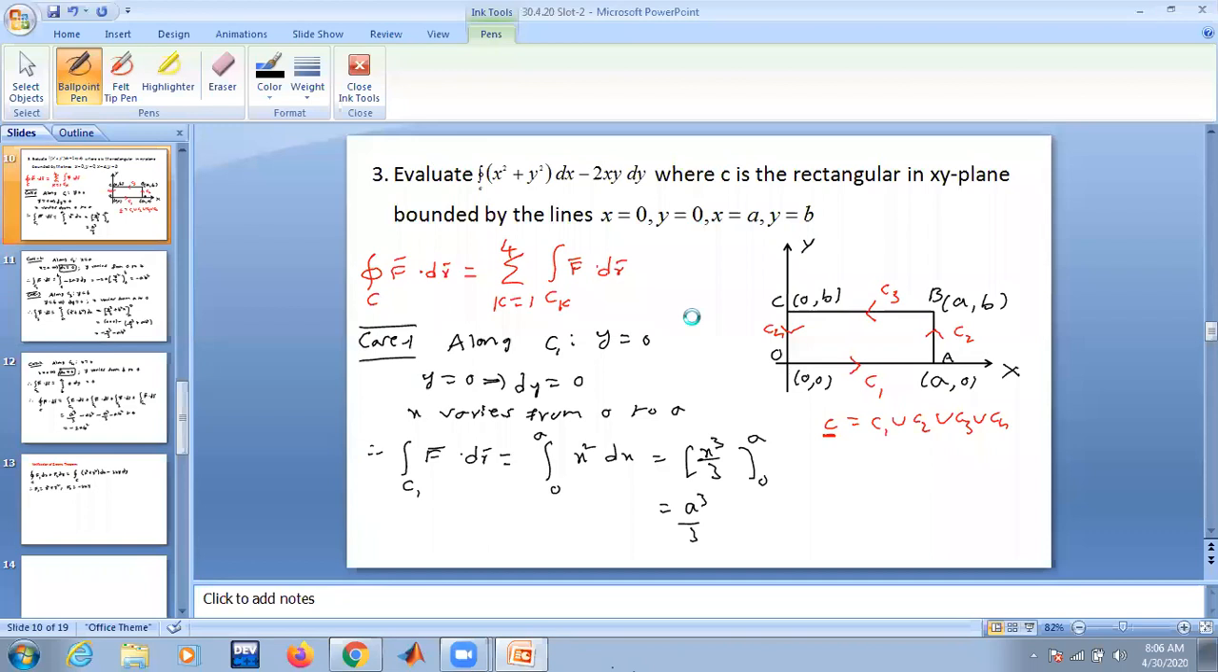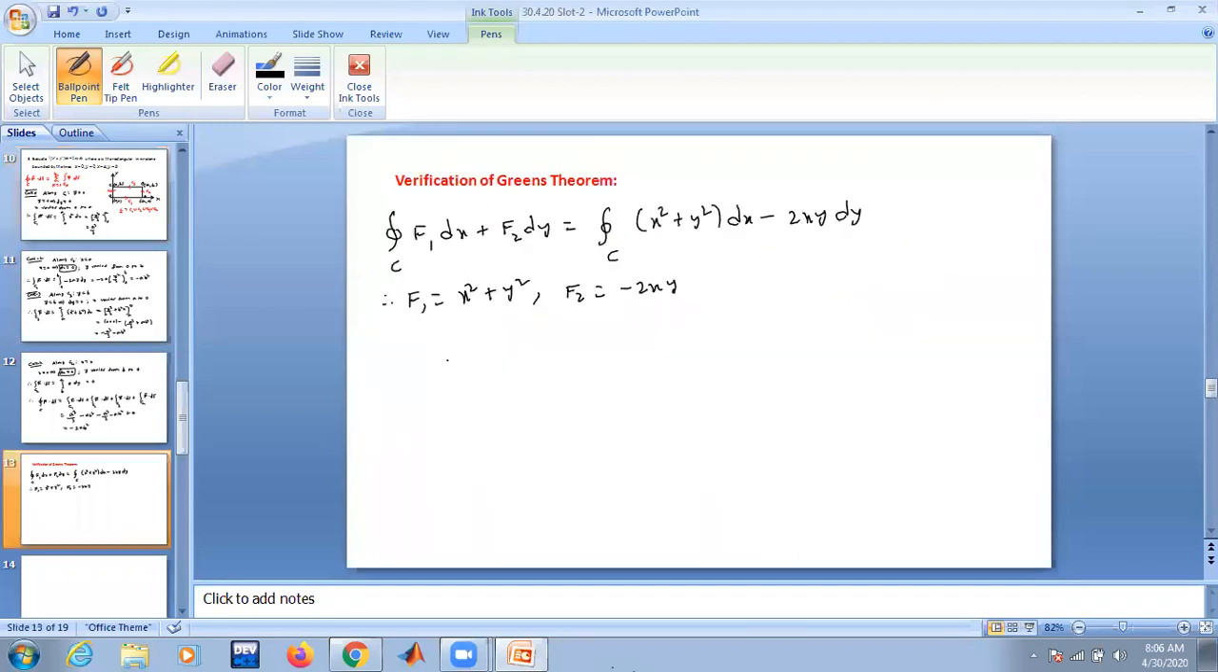Okay, so then find out the partial derivatives. So what is dou f1 by dou y? Dou f1 by dou y is 2y. Partial derivative with respect to y, therefore x is to be treated as constant. And what is dou f2 by dou x? Dou f2 by dou x is minus 2y. Okay, therefore what is double integral over R dou f2 by dou x minus dou f1 by dou y?